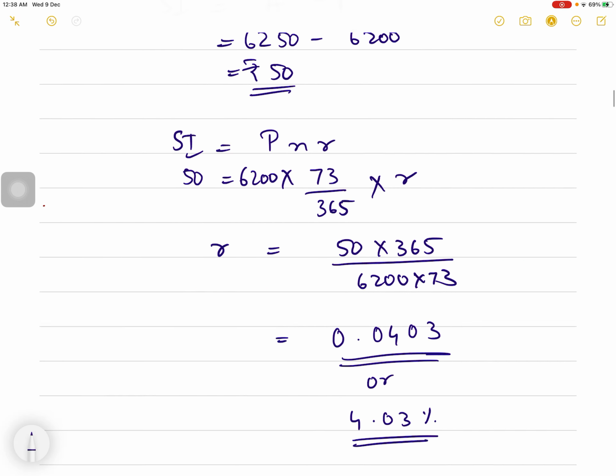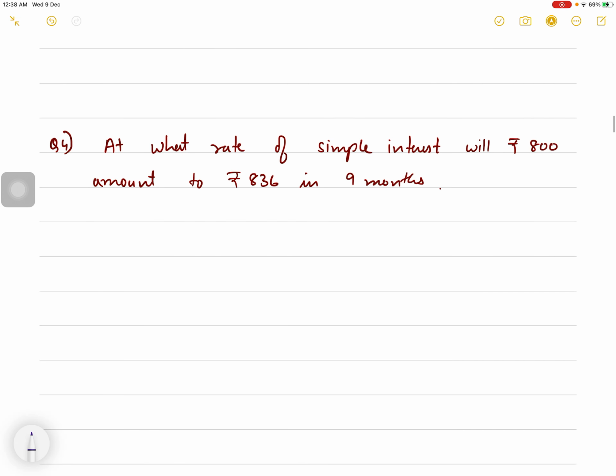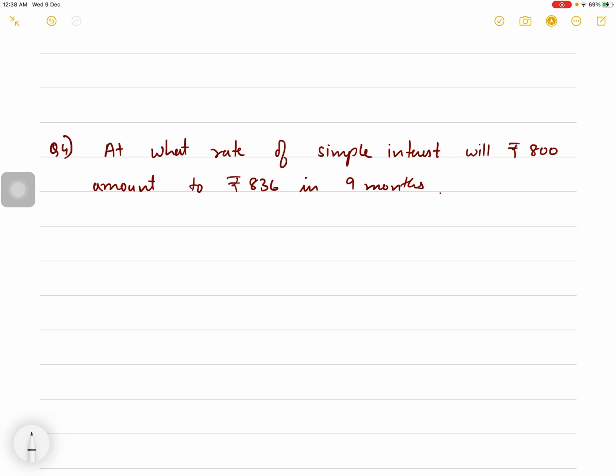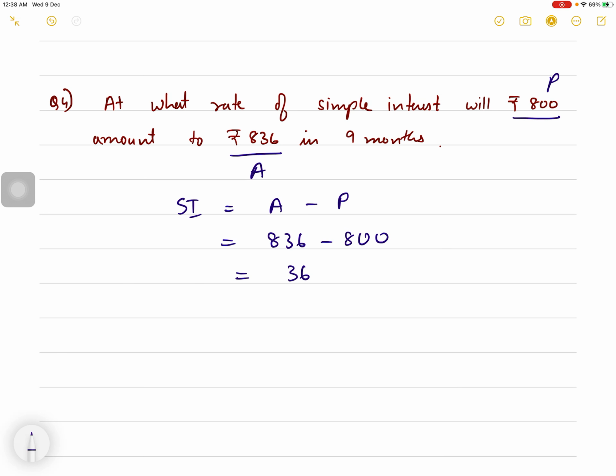Let's see the next problem. At what rate of simple interest will rupees 800 amount to rupees 836 in 9 months? Again, you are supposed to find R. This is simple interest. P is given as 800, A is given as 836. So simple interest is equal to amount minus principal. Amount is 836, principal is 800, so interest is 36.